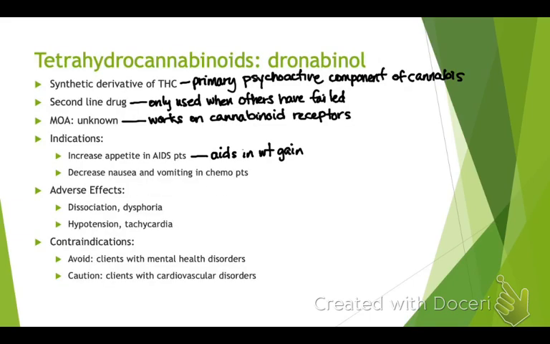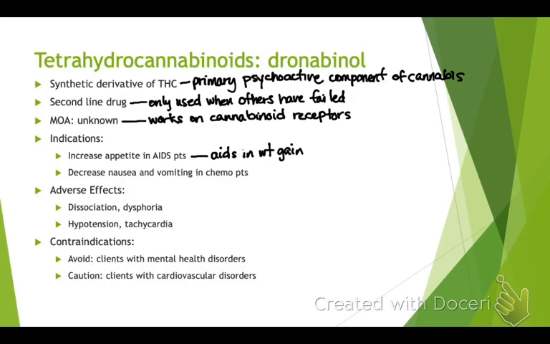Okay, so your other class, your tetrahydrocannabinoids, which is your dronabinol. It is the synthetic derivative of THC, which is the primary psychoactive component of cannabis. This is a second-line drug. It's used only when others have failed.